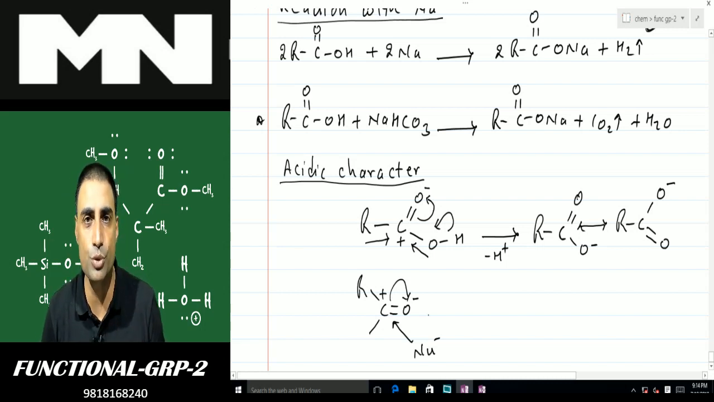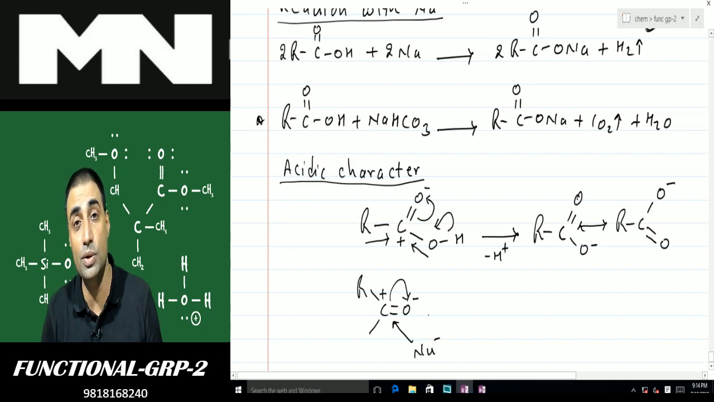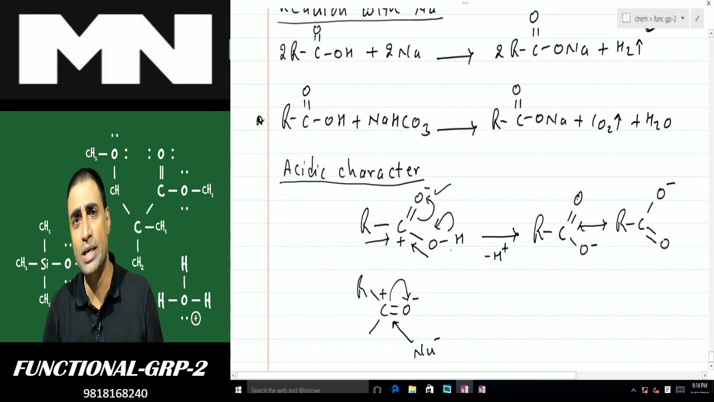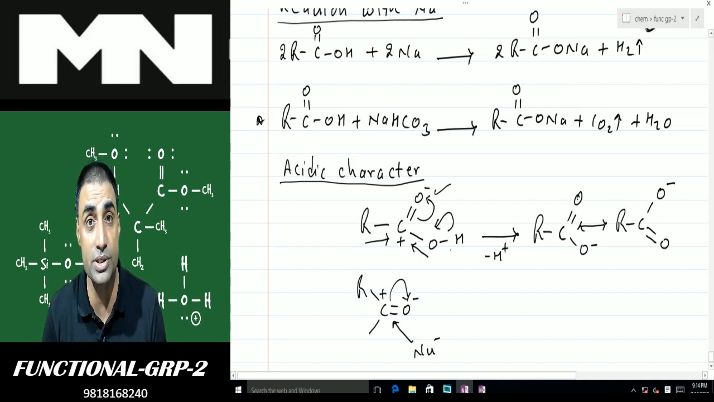Now the question comes to our mind: a similar type of carbonyl group is present in carboxylic acids. Why do these carboxylic acids not undergo nucleophilic addition reactions? We have got a carbonyl group here. Again the same thing can happen. The pi electrons are withdrawn by the oxygen atom, so we are getting a positive charge on the carbon atom. We are getting a carbocation. Why is it not that a nucleophile will attack this carbocation and undergo a nucleophilic addition reaction?